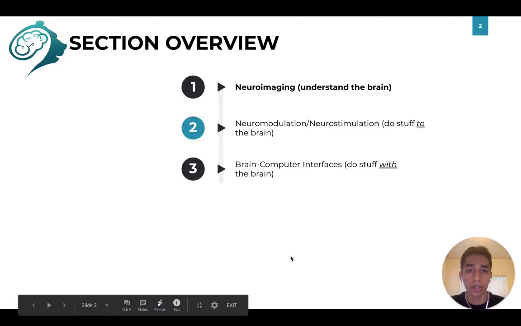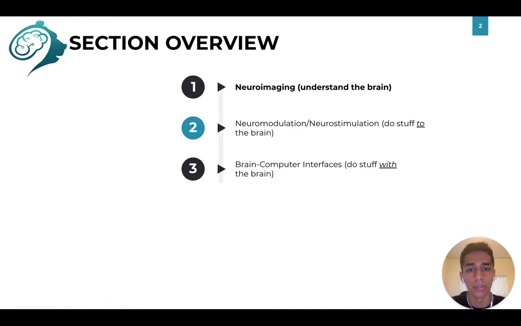We've broken up neurotechnology into 3 categories. Number 1 is neuroimaging, number 2 is neuromodulation or neurostimulation, and number 3 is brain-computer interfaces. Some technologies belong in more than one of these categories, some technologies don't belong in any of these categories, but we think this is a good place to start.